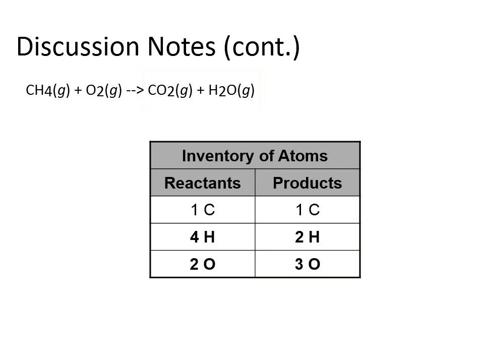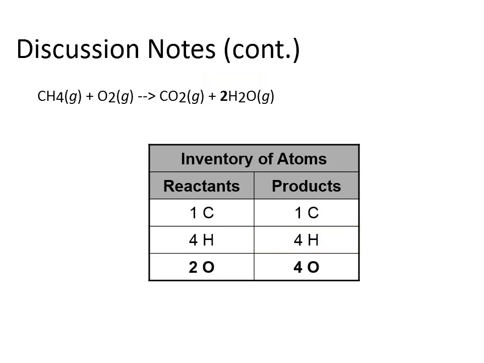To balance the equation, the product side needs more hydrogen atoms. This can be done only by adding water molecules to the product side. Adding a coefficient of 2 doubles the amount of water molecules. Now the hydrogen atoms are balanced, but the oxygen atoms are still unbalanced, as shown in this inventory.